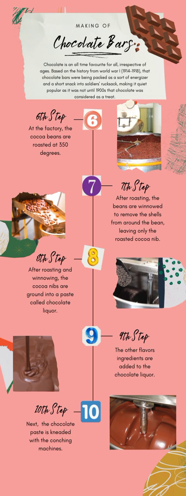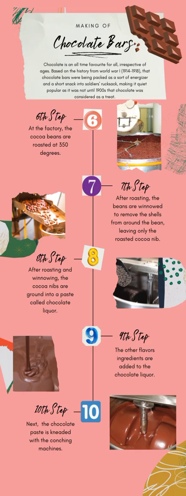And then at the factory, the cocoa beans are roasted at 550 degrees Celsius. This process uses machines, so safety measures need to be taken when we are faced with relatively high temperatures. So wear a leather apron and thick gloves when operating the machines.